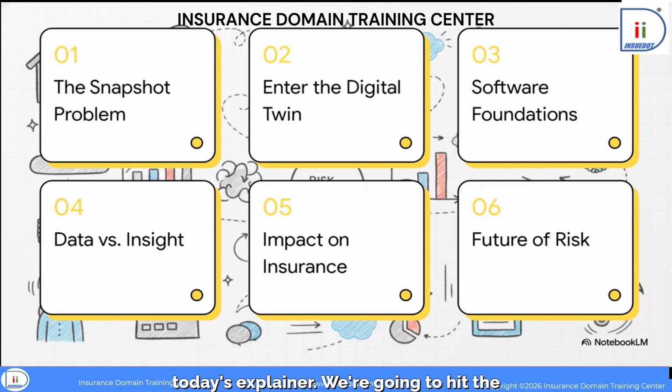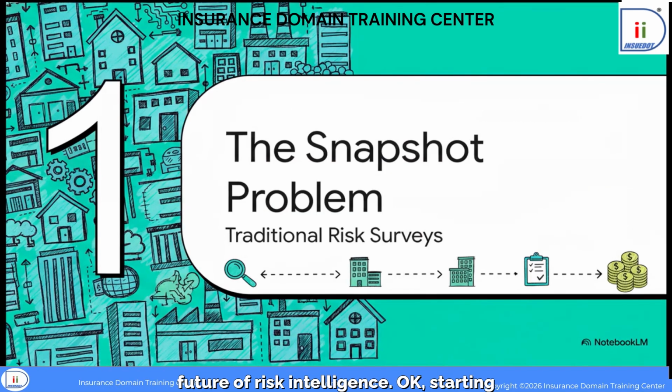So here's our roadmap for today's explainer. We're going to hit the snapshot problem, introduce the digital twin, check out the software foundations, weigh data versus insight, look at the impact on insurance, and finally, peek into the future of risk intelligence. Okay, starting right off with Section 1, the snapshot problem.